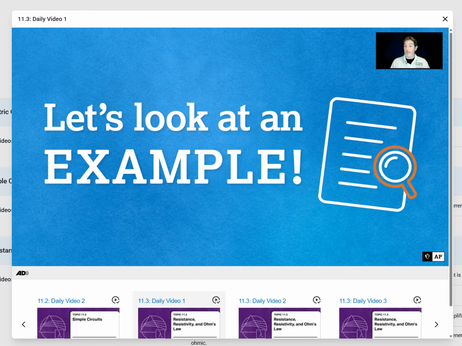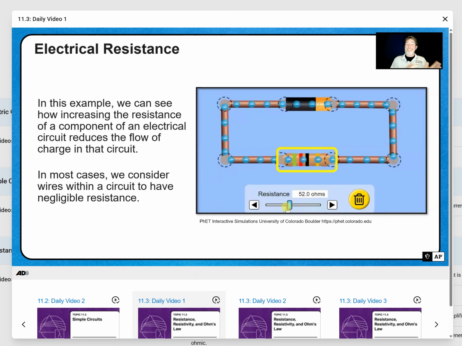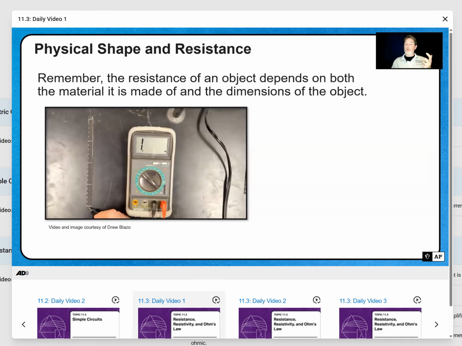Looking at some examples, here you can see that as we increase the resistance of the component in the circuit, the amount of charge flowing through is decreased because the resistor is resisting the flow of charge through the circuit. So the current is decreasing. Here, we can see that the physical shape of the resistor matters. In this case, we're looking at some conductive paper, and we're going to look at how the resistance of the paper increases as we change the length. The separation of the two probes changes the length of the path that the charge has to flow through. And we can see that as the length is increased, the resistance also increases.